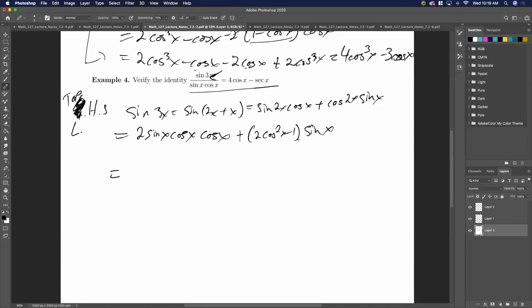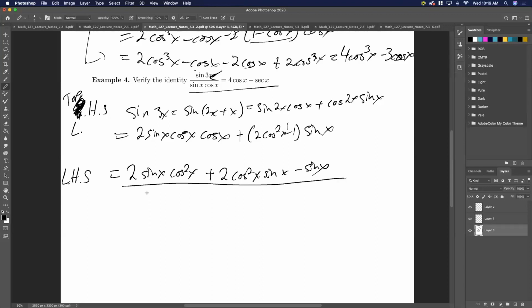So let's go ahead and distribute that. In fact, let's go ahead and write the whole thing now. Let's do the whole left-hand side. So here we'll have 2 sine of x cosine squared x plus, let's distribute our sine to cosine squared x, sine of x, put that in, and then minus sine of x. All right, that's all going to be divided by cosine x sine of x.